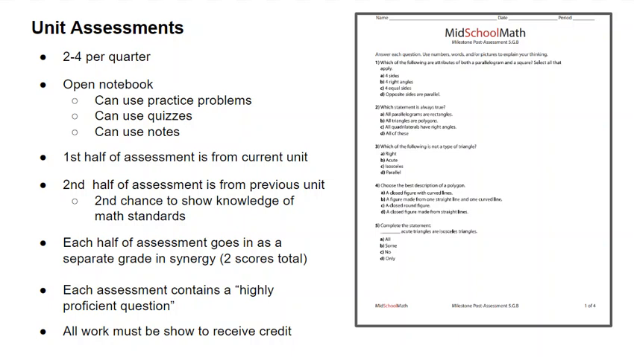Each unit assessment will be split into 2 pieces. The first piece will be questions from the current unit of study, and all students will receive 1 grade for that part of the assessment. The second half of the assessment will be from the previous unit, so it gives our students a second chance to show knowledge of the math standards. They'll receive a separate grade for those questions, which means that each unit assessment that the student takes will go into the Synergy gradebook as 2 separate scores.